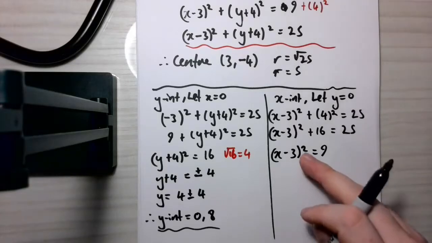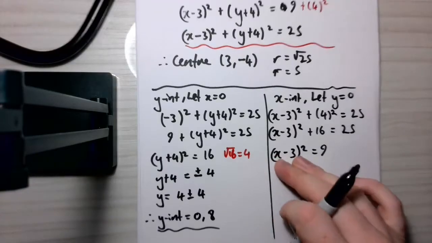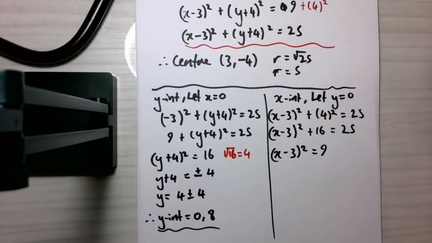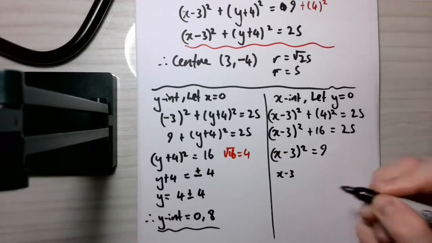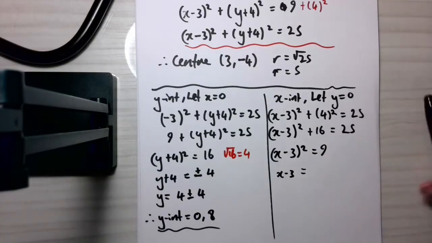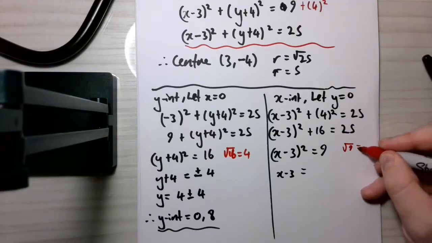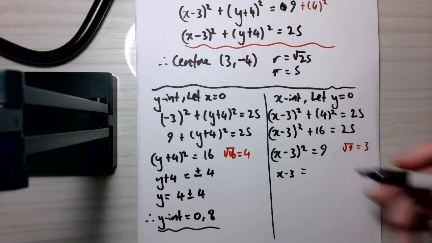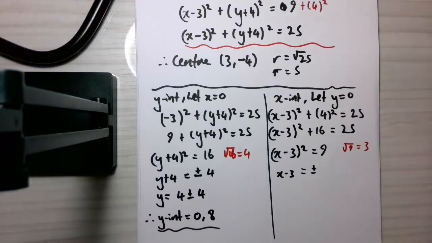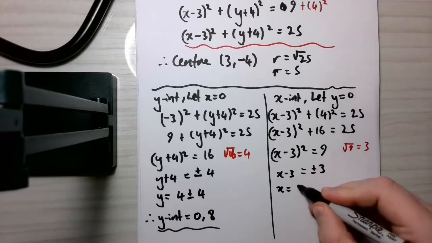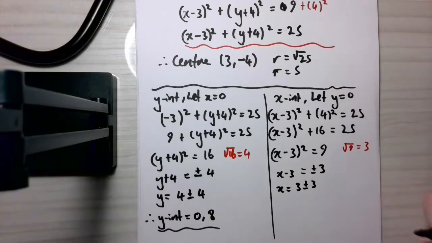Okay, now we've got to unlock the insides of these brackets, so we're going to square root both sides. So we have x minus 3 is equal to, if we're square rooting both sides, we're taking the square root of 9, which is equal to 3. Remember we must have a plus or minus because we've square rooted. So plus or minus 3. So now we have x is equal to 3 plus or minus 3.